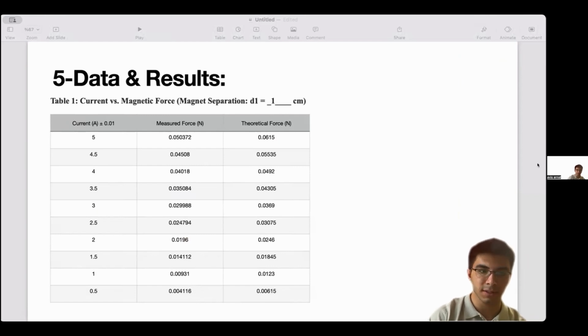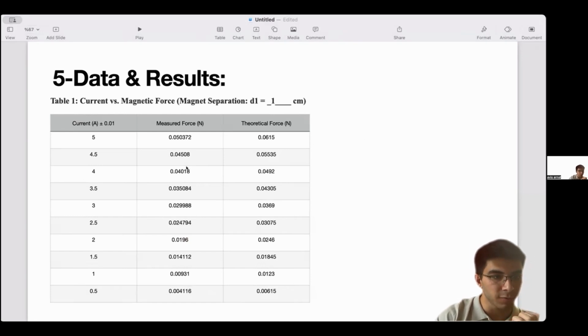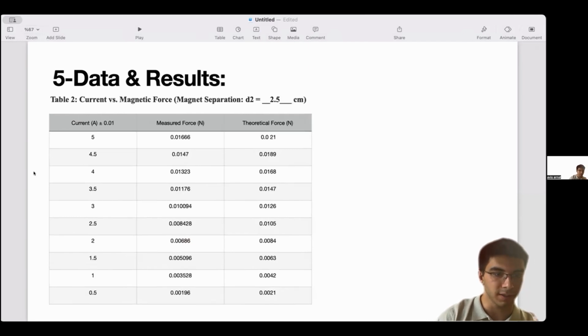As you can see in the graph, our results clearly show a linear relationship between current and magnetic force. As current increased from 0.5 to 5 amperes, the force increased proportionally, confirming F is proportional to the current value. Here you can see the table for 1 centimeter separation. And here, let me change. Here's the table for 2.5 centimeter separation. As you can see, the values are proportional to the value of I in there also, linearly proportional.